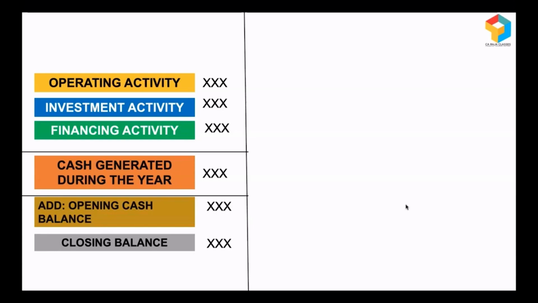Okay. So by having a look at this statement, I'll get to know from where money had come and where money had gone out. And it also acts as a reconciliation statement, because by adding the cash generated during the year to the opening balance, I get the closing balance.